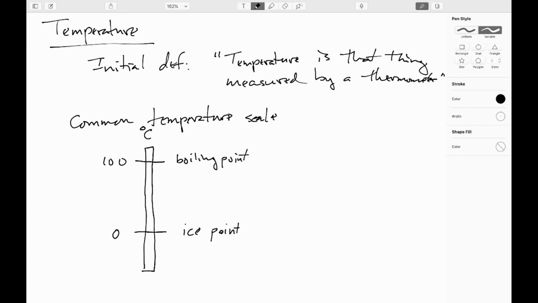Now, to be clear, there is absolutely no reason why you need to use the boiling point and the ice point of water. Any two agreed upon reference points will do, and we'll see that other scales make other choices. For instance, you could look at the Fahrenheit scale. In the Fahrenheit scale, 0 was the lowest temperature Fahrenheit ever measured in the part of the world that he lived in. So he called that 0. And 100 is the temperature of the blood of a freshly slaughtered chicken. So he called that 100.